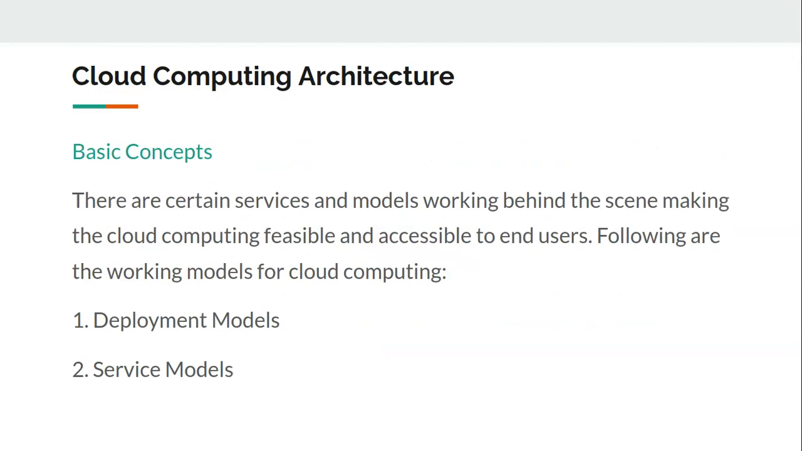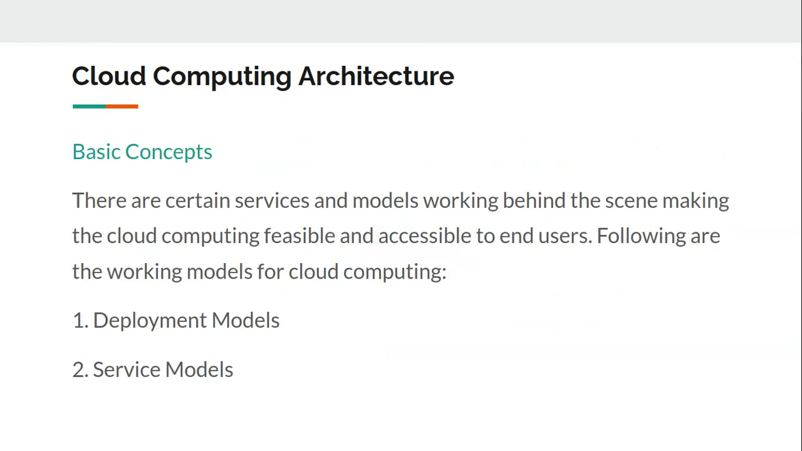So let's look at the basic concept. We say there are certain services and models working behind the scene, making cloud computing feasible and accessible to end users. Following are the working models for cloud computing. What you have to know is that there are services and models actually working to make cloud computing functional, feasible and accessible by you. The fact that you're using email, Google Drive, Google Photos, and other stuff, or people who are gaming and don't know where the game is found, but they're just playing. It's not found on their laptops, but they're playing it online. You need to ask yourself, where are they found?